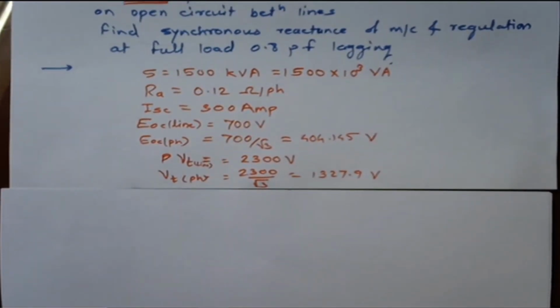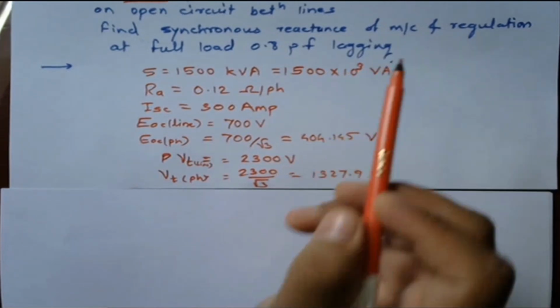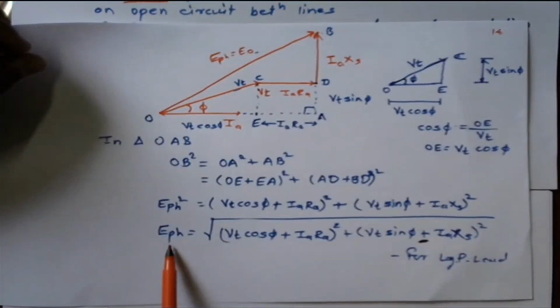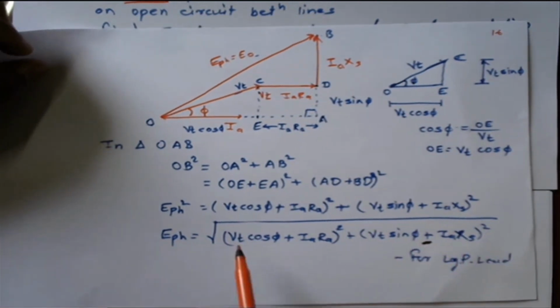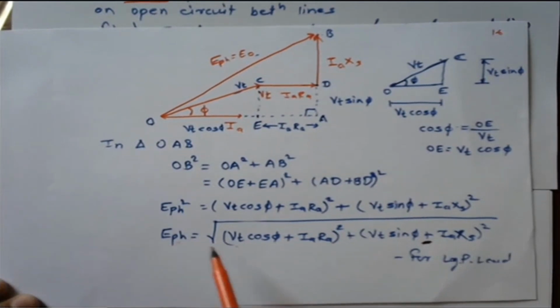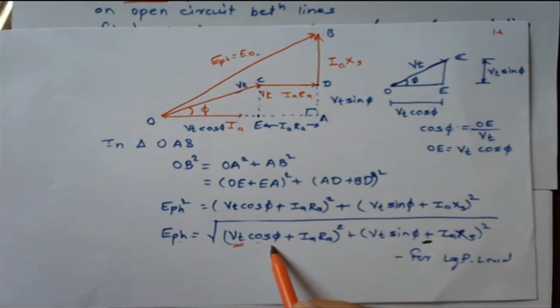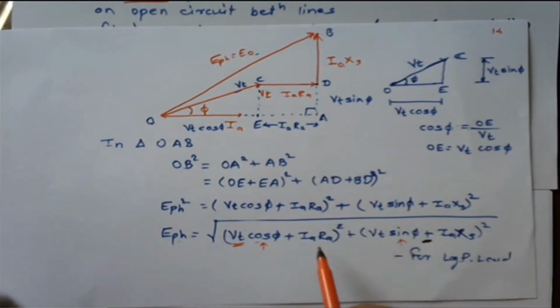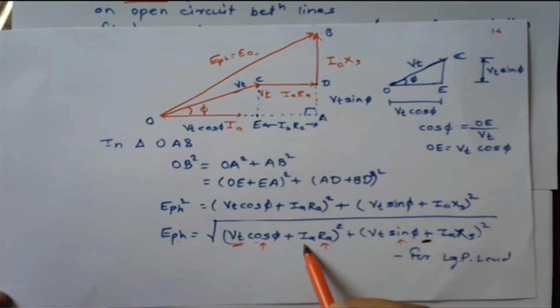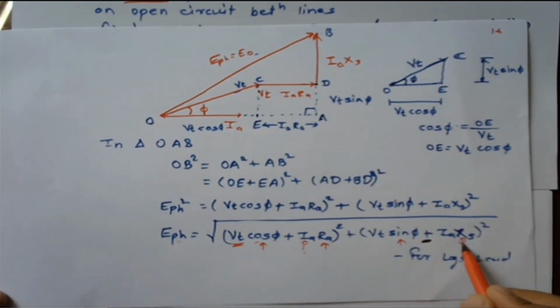So how to calculate synchronous impedance? Right now, this is a 0.8 power factor lagging load. How to find out the no load voltage? EPH, that is the no load voltage, is equal to the square root of (Vt cos phi plus IARA) square plus (Vt sin phi plus IAXS) square. What is unknown? We have to calculate EPH. Vt is known, right? Cos phi: here the power factor is 0.8 lagging, that means cos phi is equal to 0.8. From that, we can calculate cos phi as well as sin phi. Again, Ra is also known. We have to calculate Ia and XS.